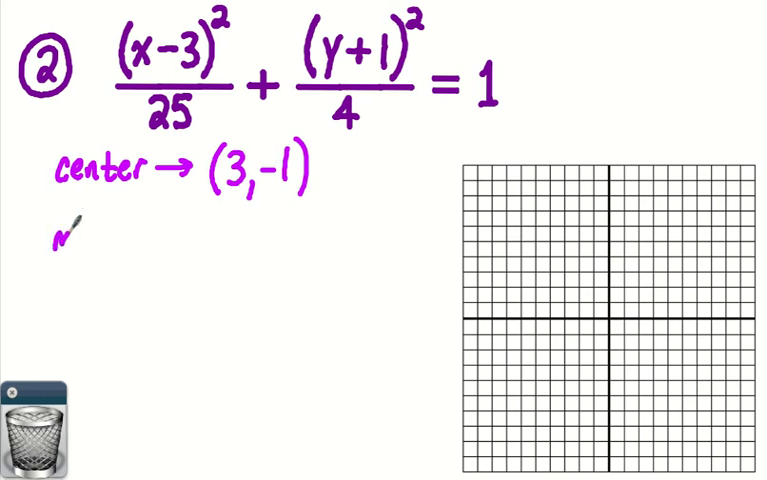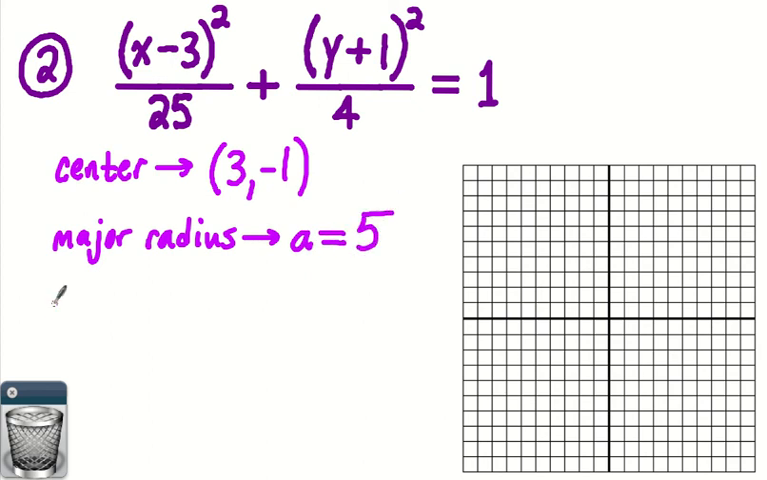So here, my major radius looks like this time it's a. So if that's a squared, then a is really just 5. And then my minor radius this time is my b value. And if b squared is 4, that means b is 2.